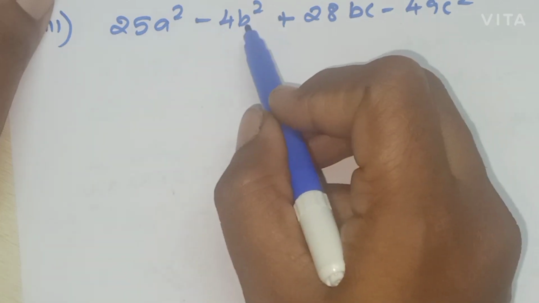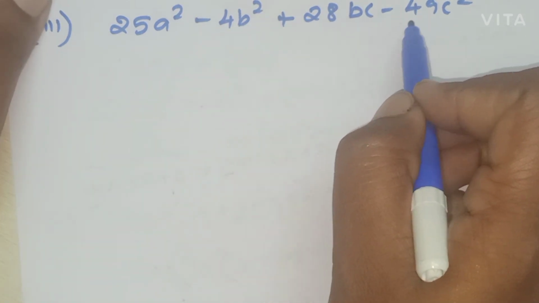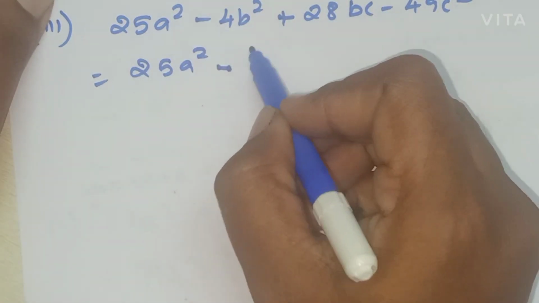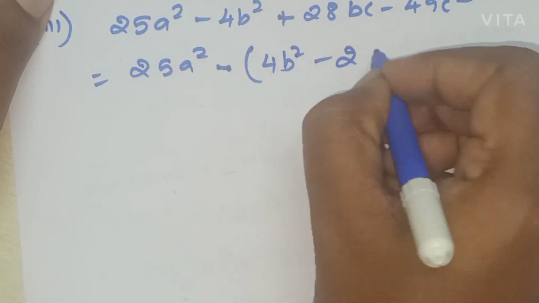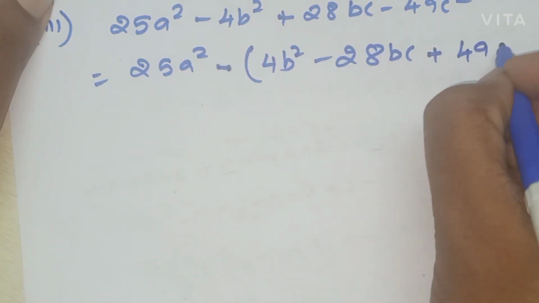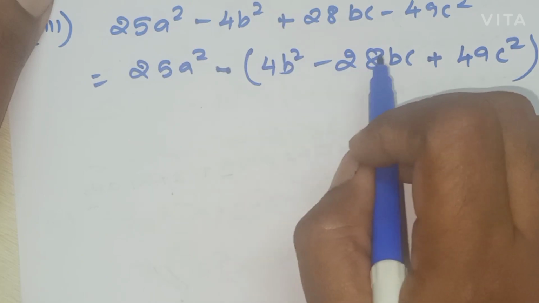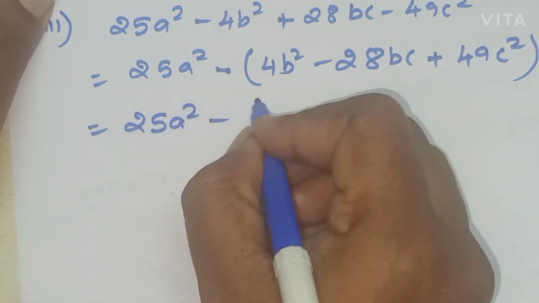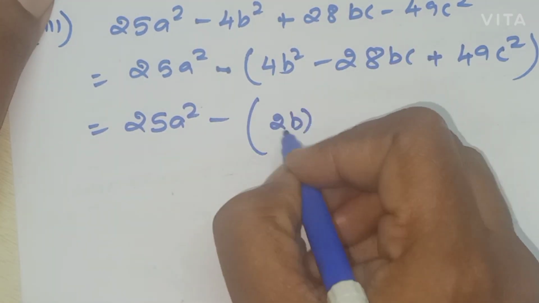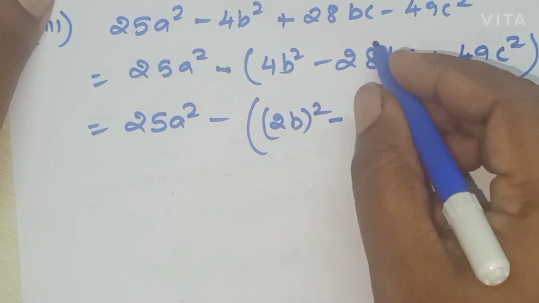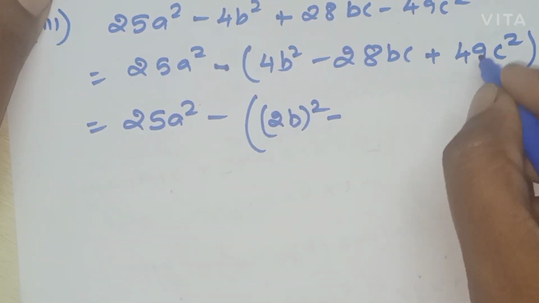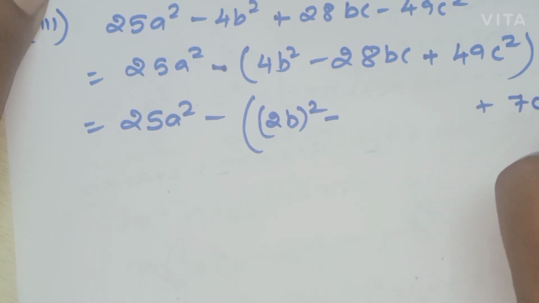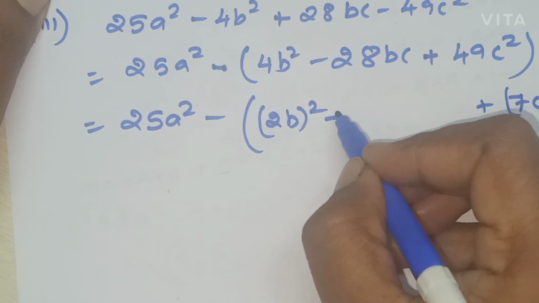Subdivision 8, 25a square minus 4b square plus 28bc minus 49c square. So here I am going to take minus commonly out so that we get 4b square minus 28bc plus 49c square. Now this is of the form a square minus 2ab plus b square. So we can write 25a square minus, 4b square we can write as 2b the whole square, and 49c square we can write as 7c the whole square. Now we can fill in the in-between term.